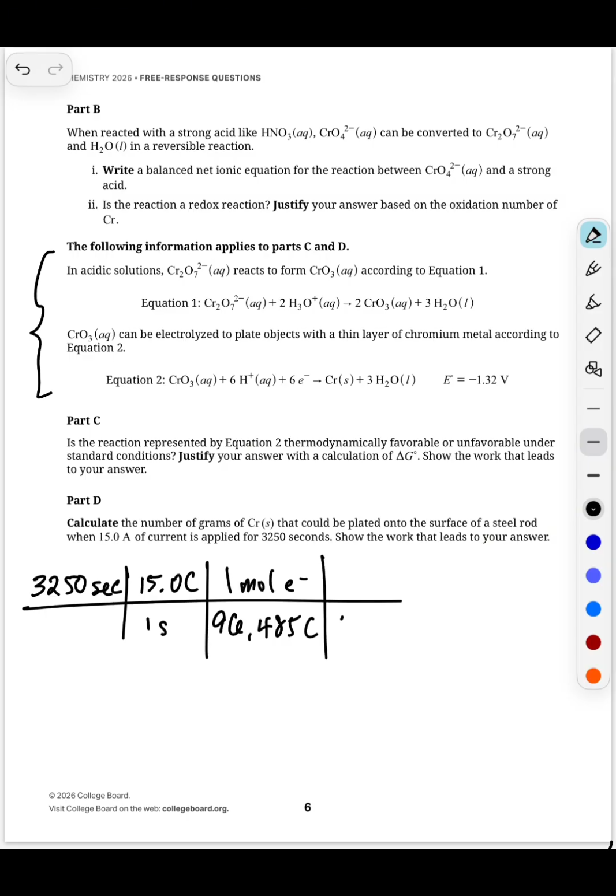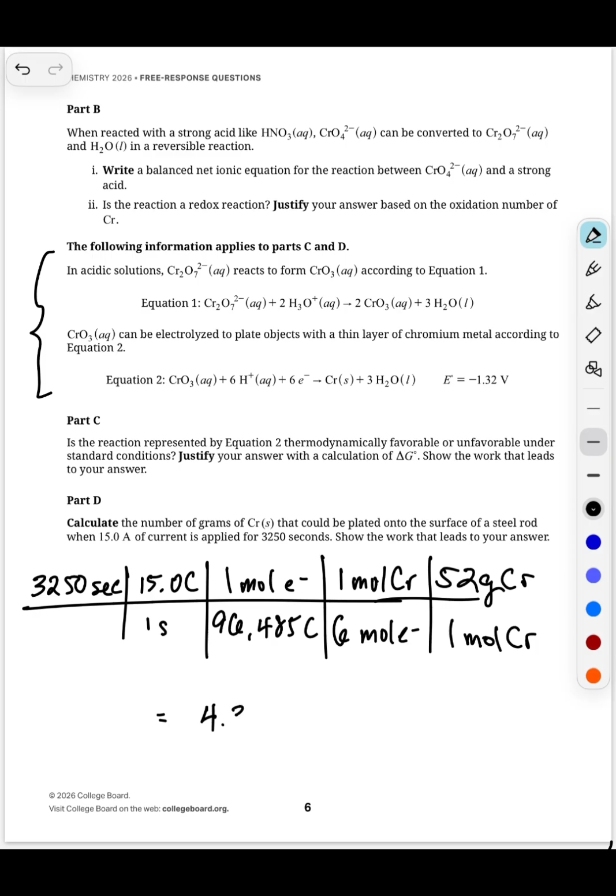And then we use our balanced equation to say that for every 6 moles of electrons, we'll have 1 mole of the chromium solid. And then our last step is converting moles of chromium into grams using its respective atomic mass. So from left to right, we multiply, divide, and multiply again, and then we end up with 4.38 grams of chromium, assuming that we have consistent current for the 3250 seconds.